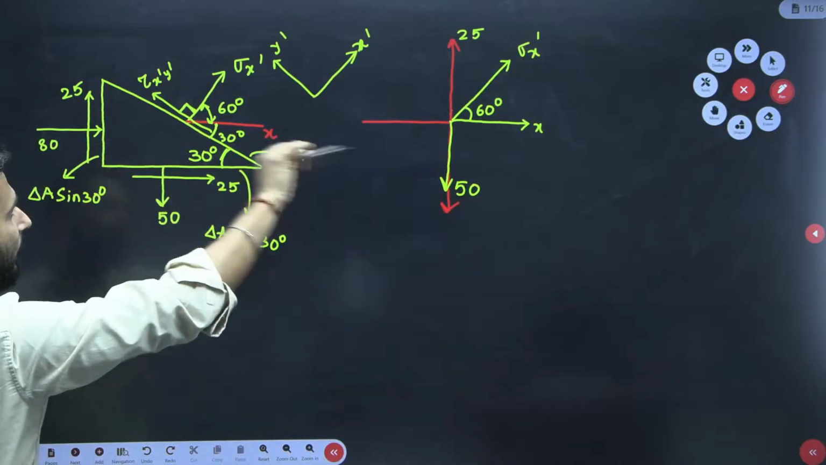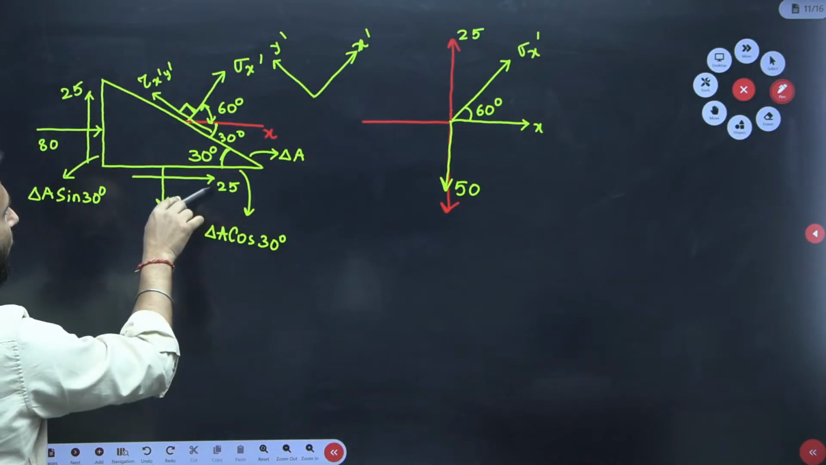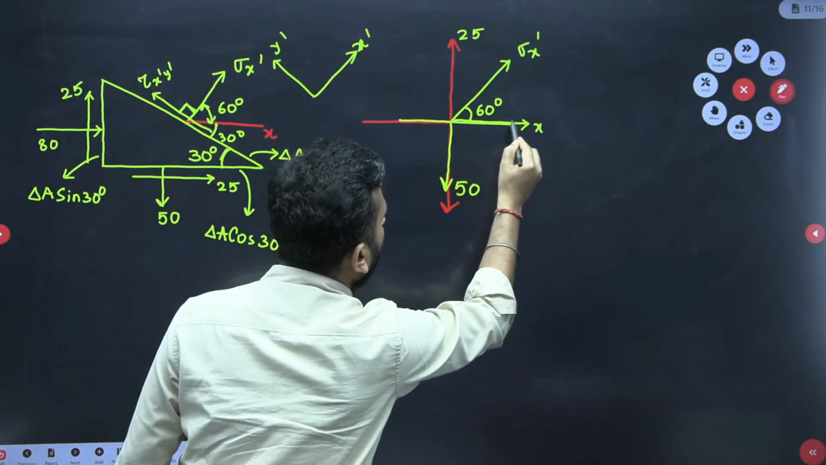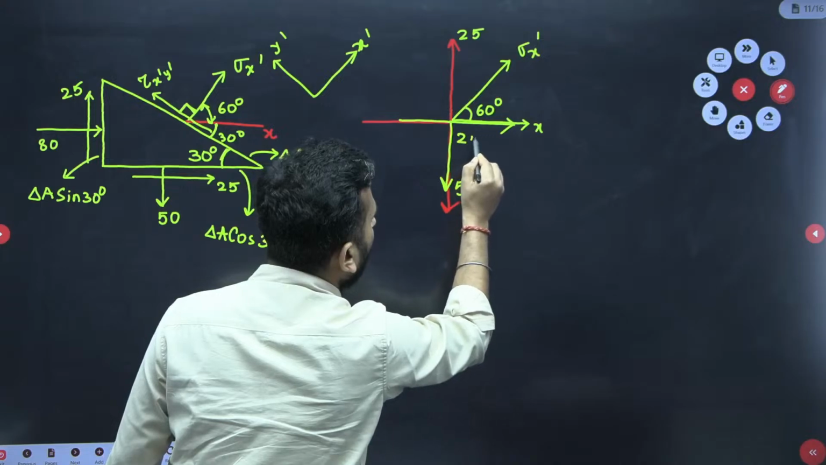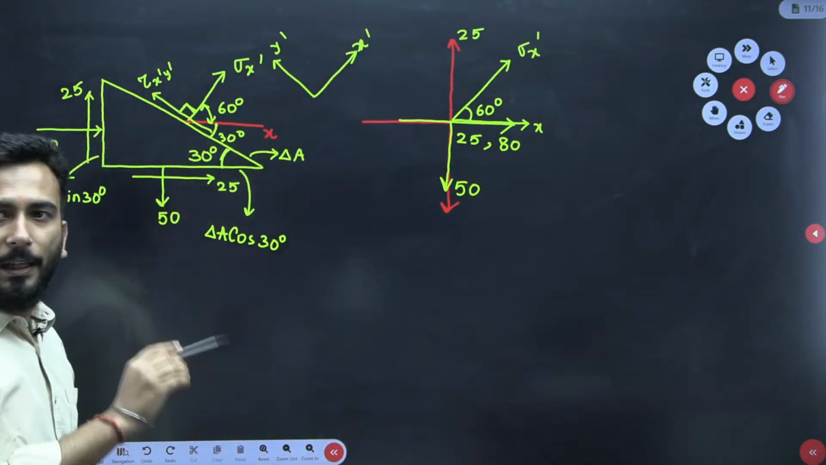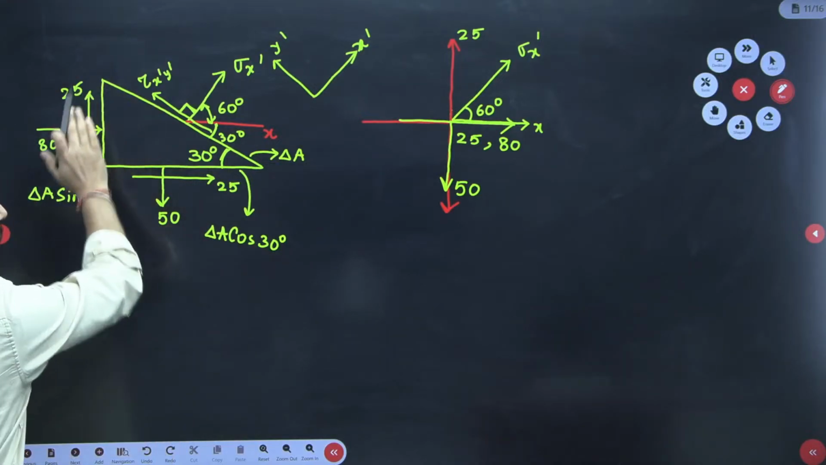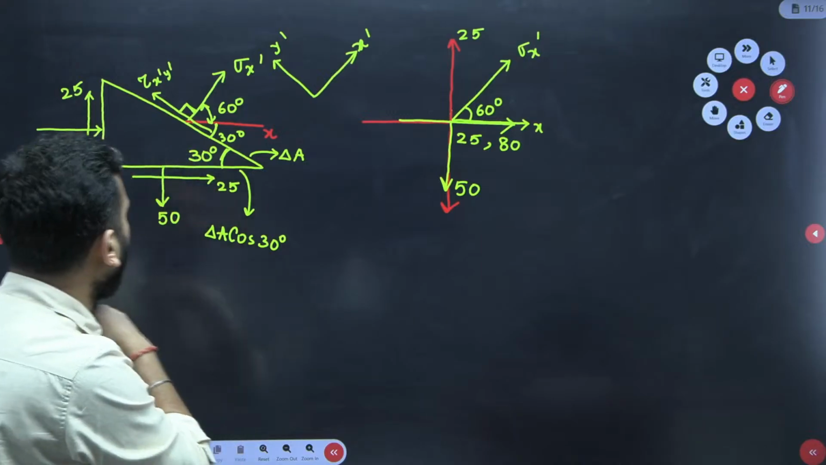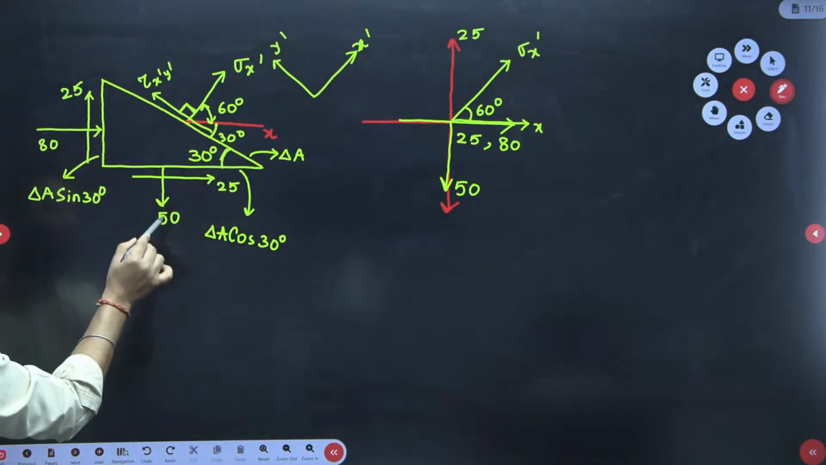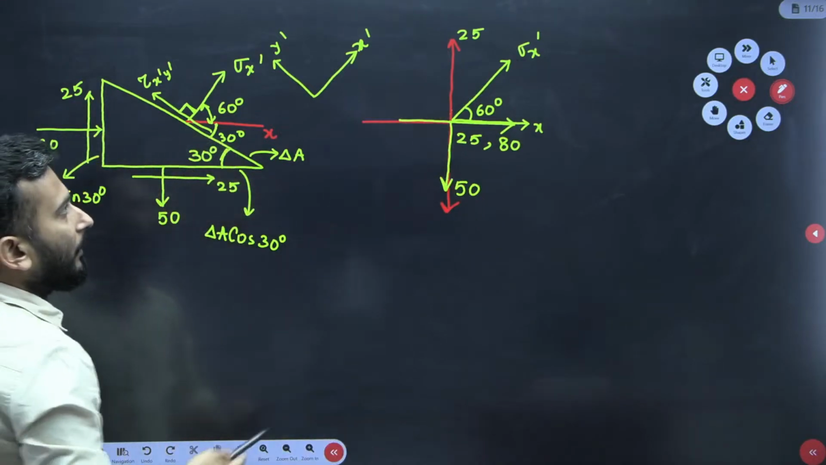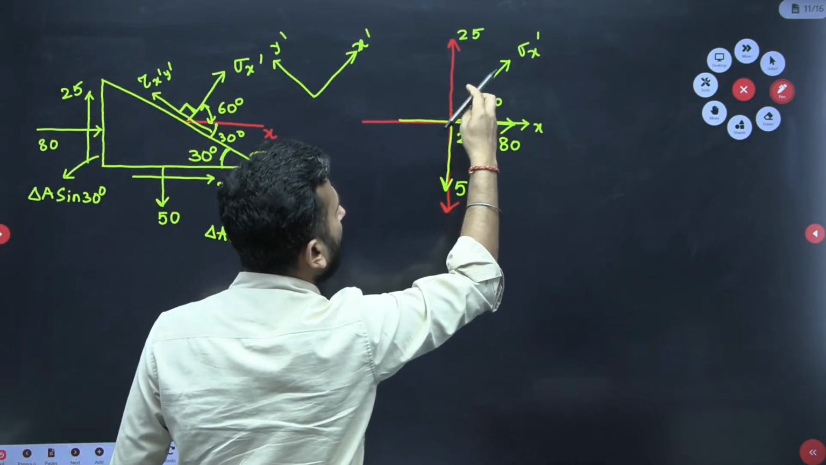Now in the x direction, 25 is there, which is the shear stress, and 80 is there, which is the normal stress. Whatever forces I had over here, I have shifted onto this. Four forces were there: 80, 25, 50, 25. The angle between them is 30.